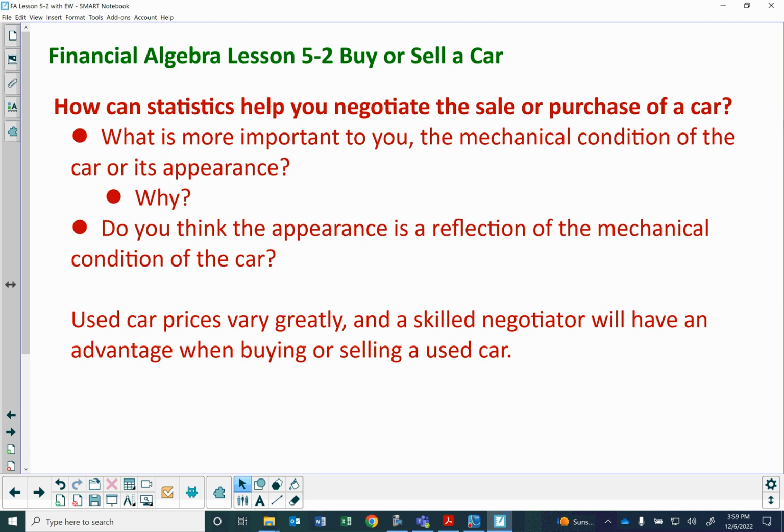Obviously, if you go to a used car dealership, they'll spruce the car up for you because they want you to buy the car, so they're going to make it look as nice as possible. Right? Any person selling you a car personally should do the same thing.